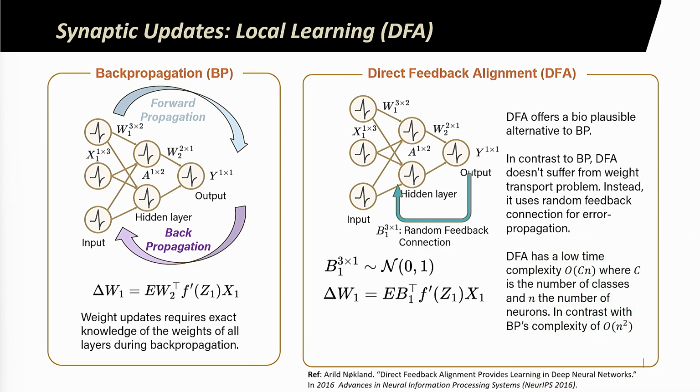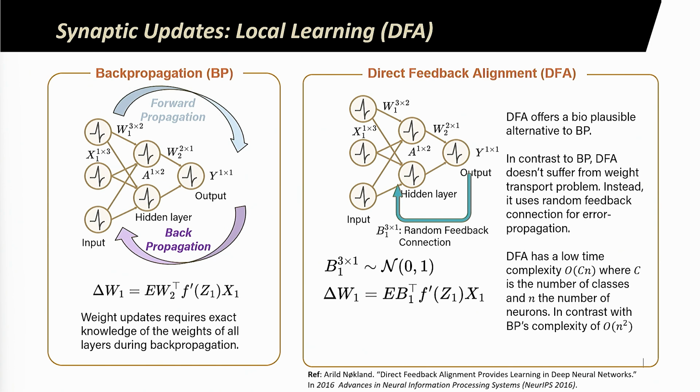The complexity of the DFA, without going into the details of it, is order of Cn, where C is the number of classes and N is the number of neurons. And in contrast to BP, which is backpropagation, it's about order n squared. So that's a big advantage.